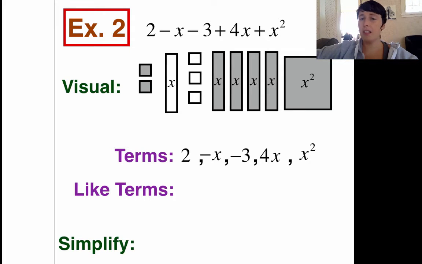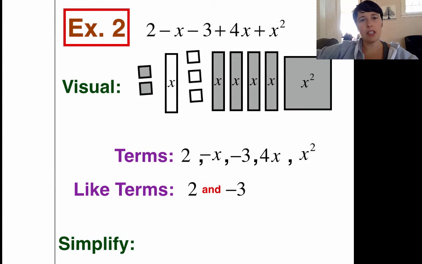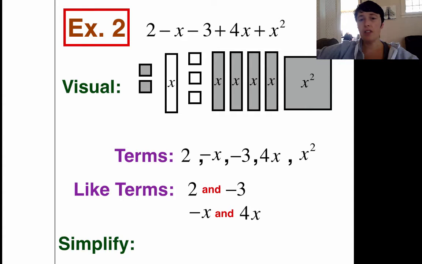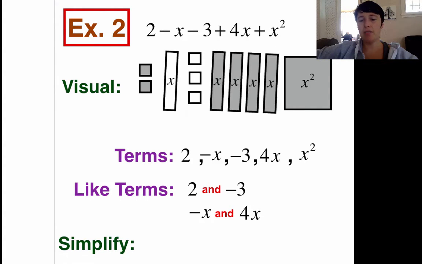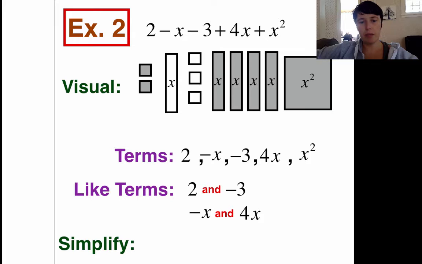What are our like terms? Well, matching tiles would be the 2 and the negative 3. Those are the same tiles if you look at the picture. Other matching tiles would be that negative x and those 4 x's. If you look at the picture, they're also matching. So I think those are our like terms.